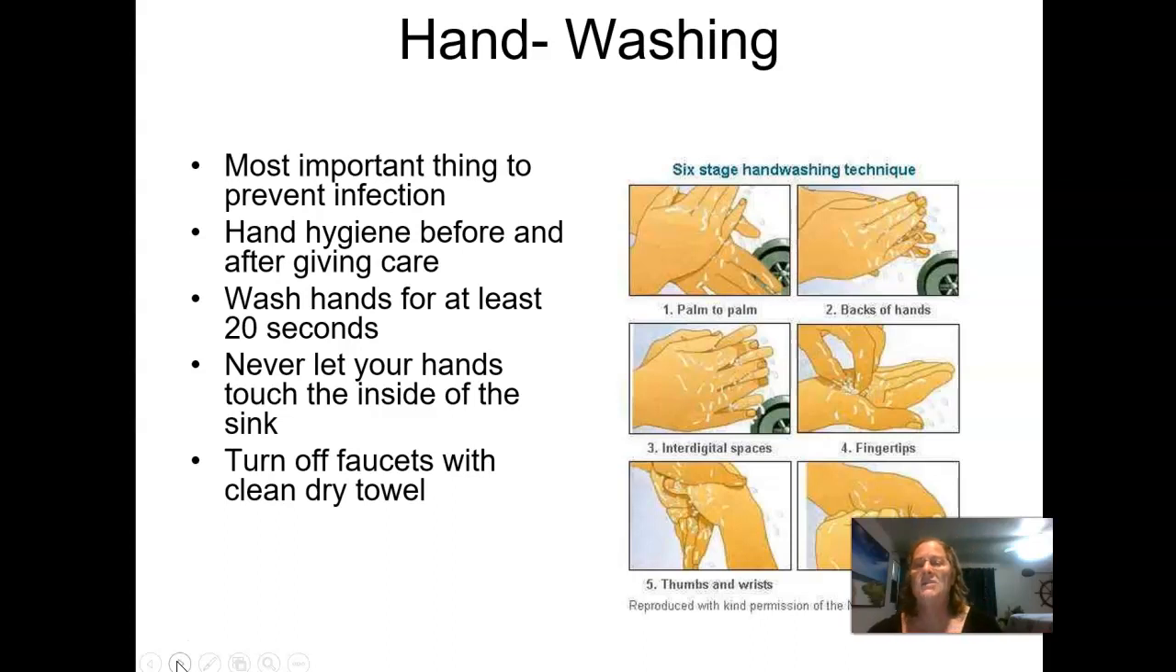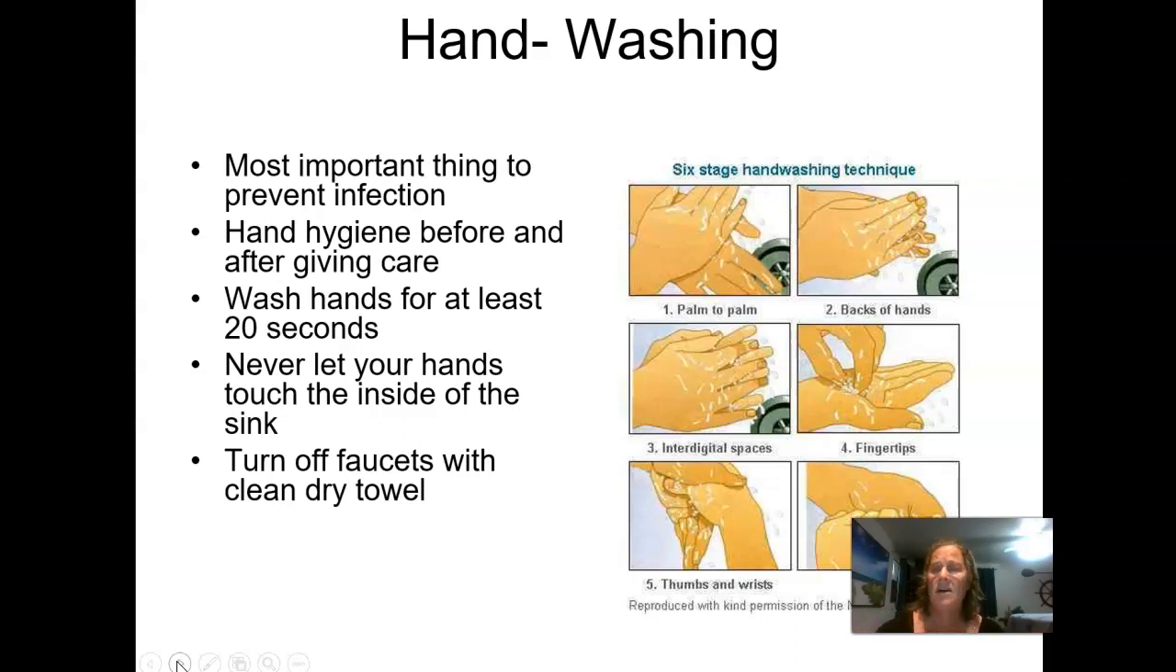When you wash your hands, you need to scrub with friction for at least 20 seconds. So we're going to make sure we scrub the inside of our hands, the back of our hands, in between our fingers, our nail beds, up on our wrists. And I'm going to show you a video on how to do proper hand washing.